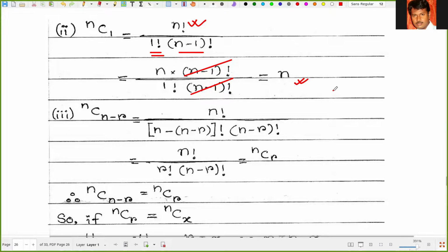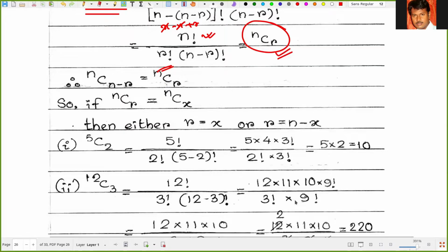So nC1 means n. Now nC(n minus r) is n factorial upon n minus r factorial and n minus (n minus r) factorial. So n factorial is the numerator, then n minus n plus r is r, so it is r factorial and n minus r factorial. That one means nCr. So nC(n minus r) is equal to nCr. So if nCr is equal to nCx, we can say that either r is equal to x or r is equal to n minus x. From that formula we can say it.